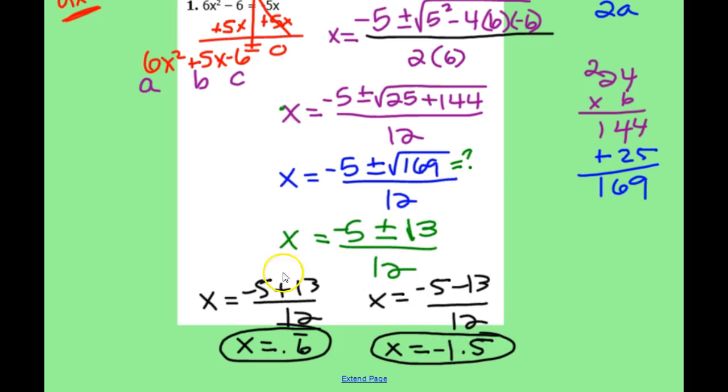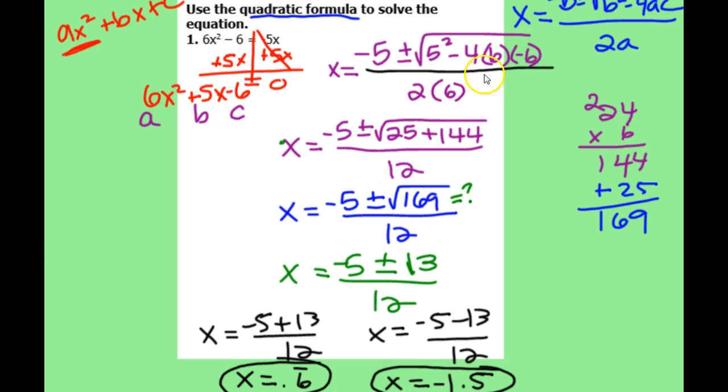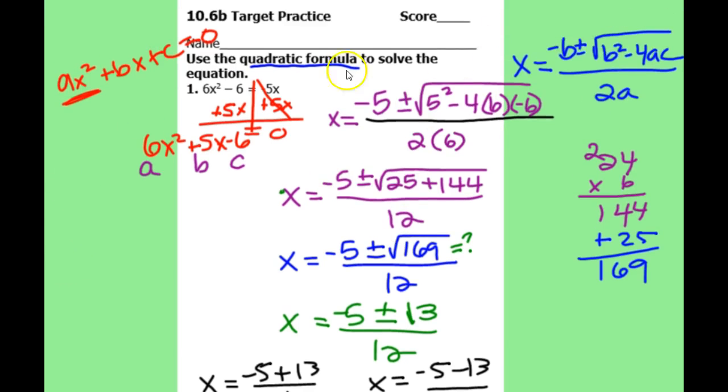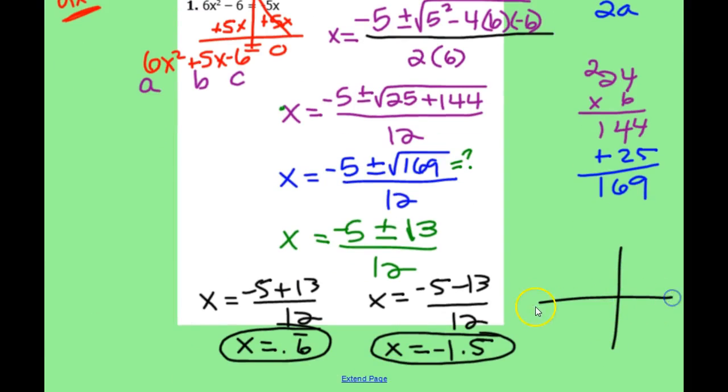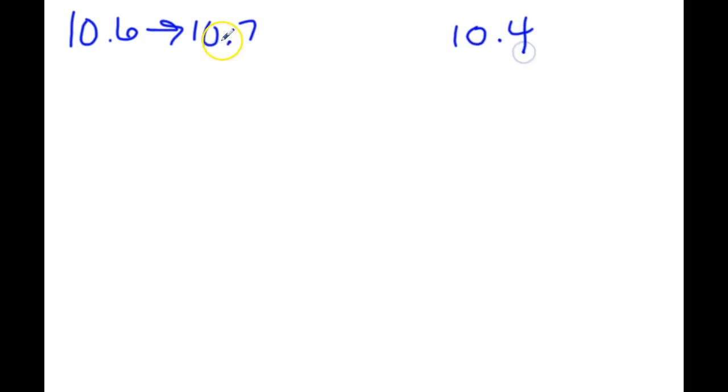So I know I did that a little bit quickly, but all we did was simplify our quadratic formula that we have up here and follow our order of operations: exponents, then multiplying, then adding and subtracting. So those would be our two places where this graph would cross the x-axis. So we just recorded or reviewed 10.6. I'm going to go on to 10.7 and then we'll go back to 10.4.